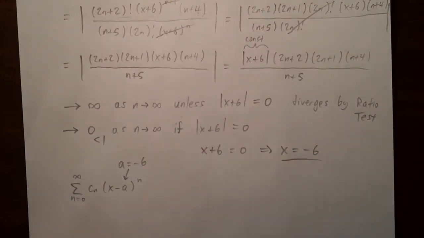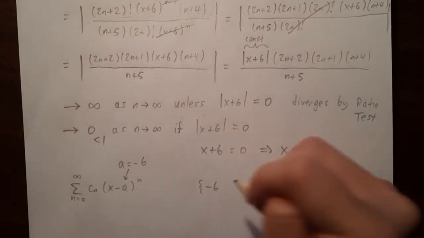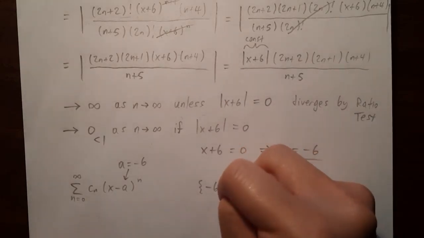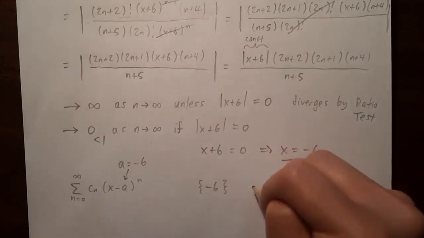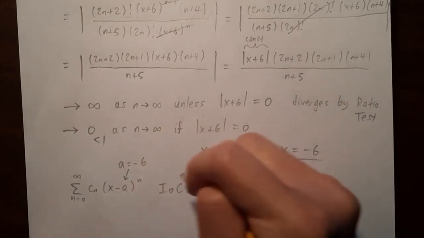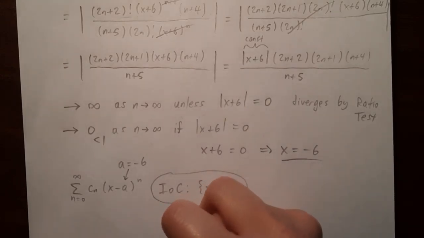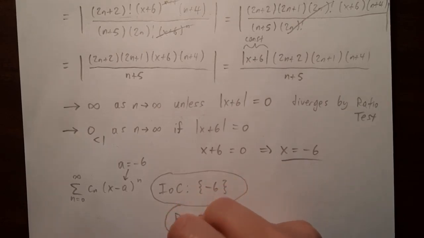It is just -6 all by itself. So the way we write that is we enclose it in braces. So our interval, if you want to call it an interval, is just the single solitary number -6. So that is our interval of convergence. And if you just have a single point, just the center point, then your radius is just going to be 0. A single point has no width.